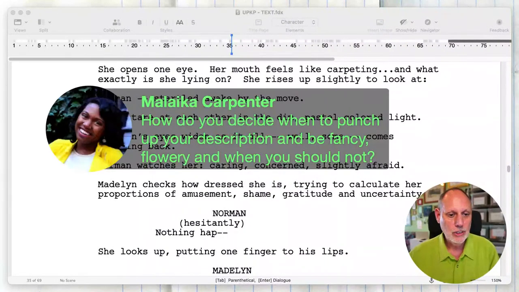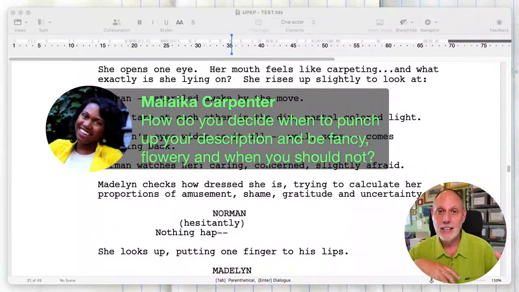Okay. How do you decide when to punch up your description and be fancy and flowery and when you should not? That is by instinct. How do you decide? You decide by your feelings. You decide partly by your experience. Like I've done this many, many times, so I have a good sense of how much I can get away with. However, on a different day, as you can see, I will think differently.